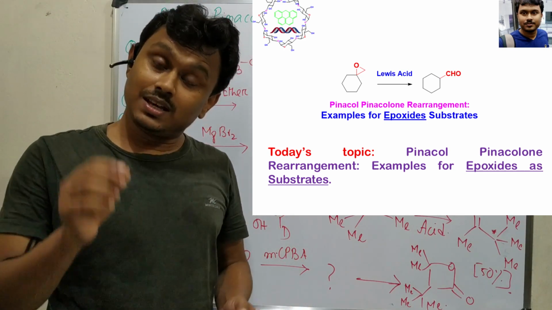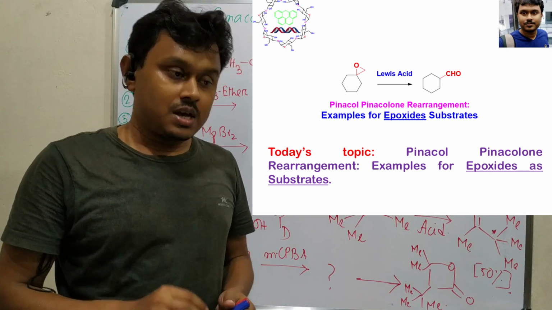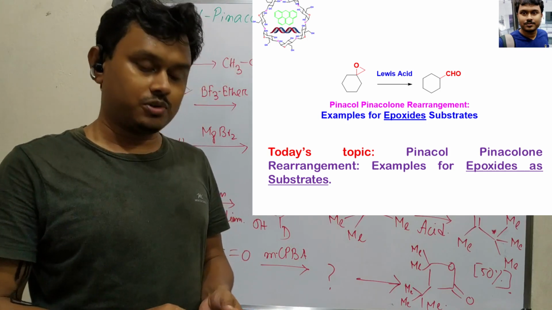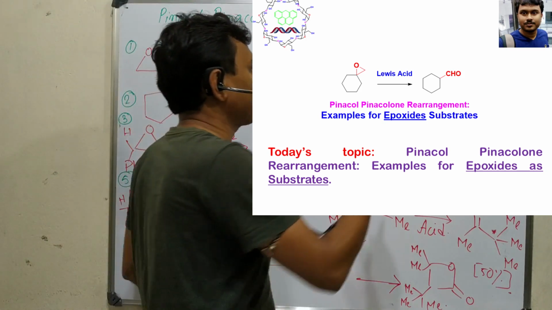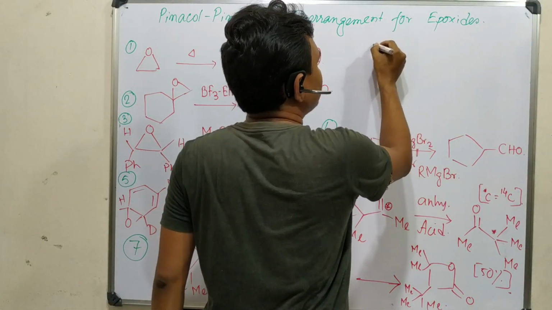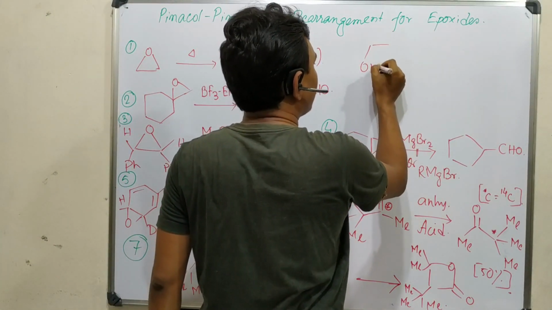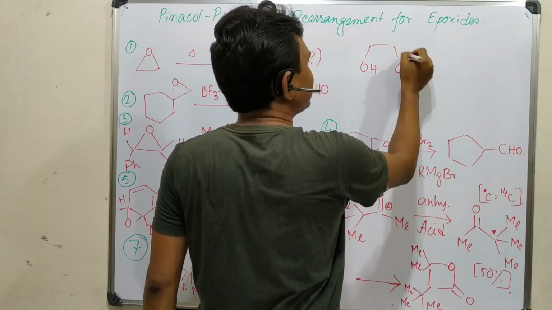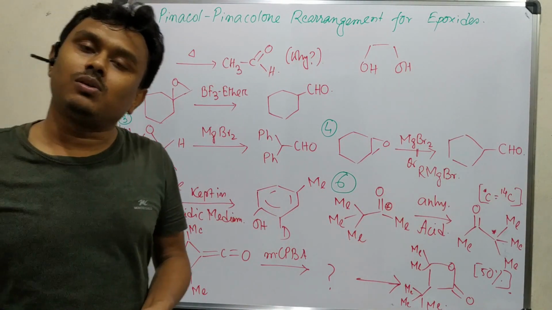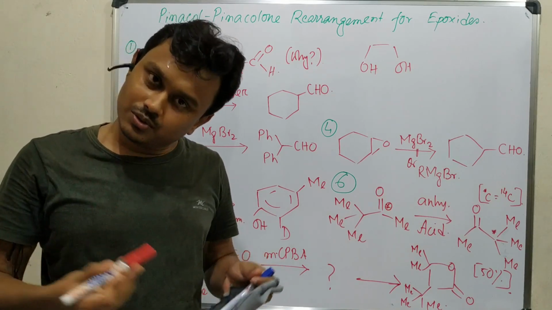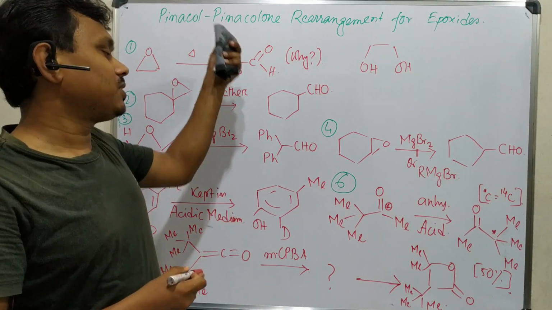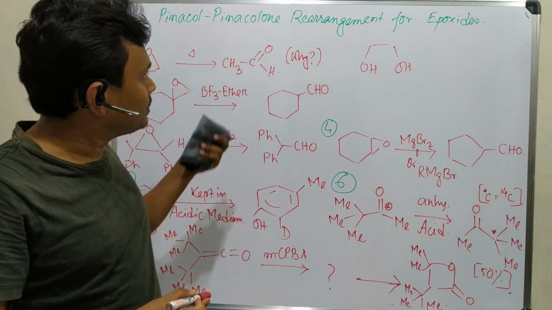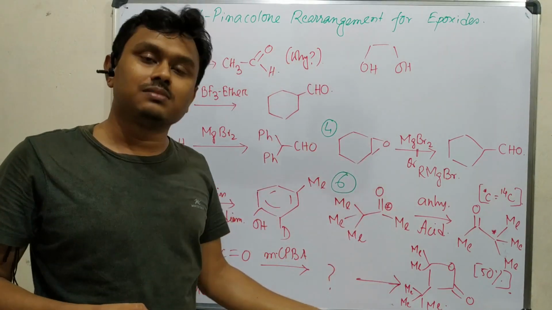for epoxide. Yes, I repeat, epoxide, because Pinacol Pinacolone rearrangement we have done in case of glycols. Glycol means 1,2-diol, okay, and epoxides are the dehydrated version of glycol. So this thing we are going to learn, and I shall explain this factor based on these examples, and it will help you to understand these unique examples.